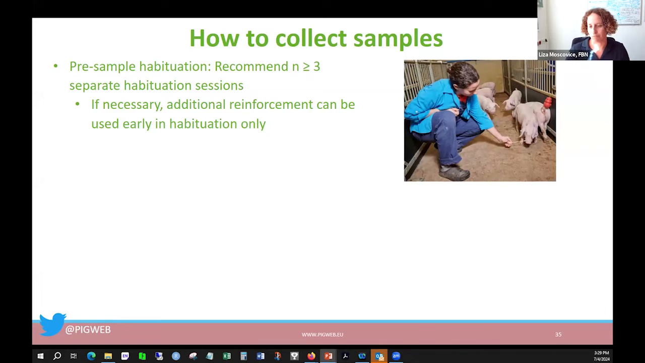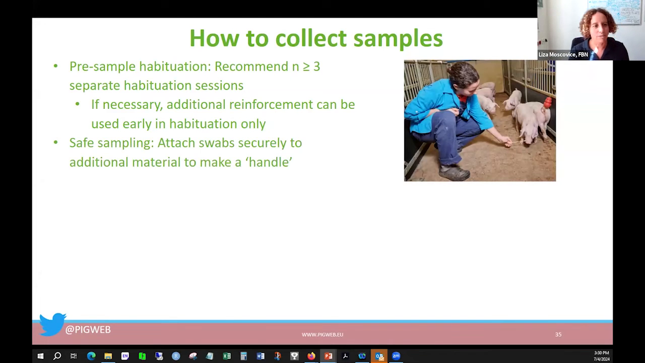Only do that once or something during the habituation. Don't continue with that, of course. We don't want the animals to associate the swabs with anything especially positive, and you probably won't need that, but it's an additional tool to use just during the habituation if needed. After 3 habituation sessions, most pigs will have no problem to give you a sample voluntarily. And I'll show you what that looks like in a second.